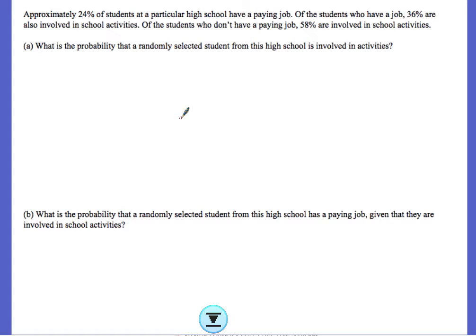Okay, this is a different question here. So approximately 24% of students at a particular high school have a paying job. Of the students who have a job, 36% are also involved in school activities. Of the students who don't have a paying job, 58% are involved in school activities. What's the probability that a randomly selected student from this high school is involved in activities?